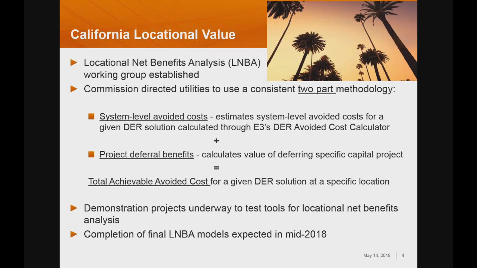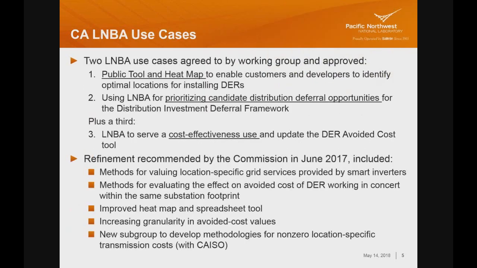So in California, demonstration projects are underway to test the tools for locational net benefits analysis. The completion of these final, what they call LNBA models, is expected in 2018. The LNBA working group agreed on two use cases that the commission then also approved. First is to use locational net benefits analysis tools to come up with a public tool and a heat map, basically something that could be posted online where people can look and understand the locational benefits of DERs in different locations. This is an online tool, and this would enable customers and developers to identify optimal locations for installing DERs. So that's one use case.